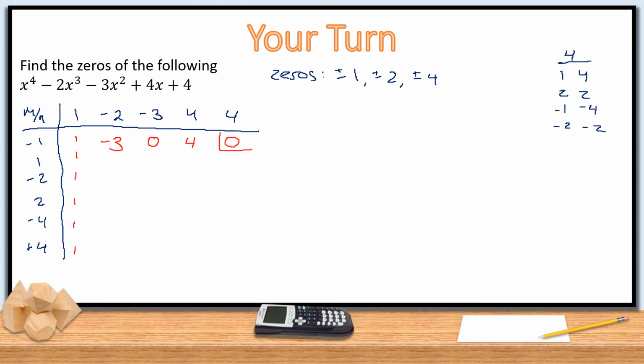Okay, so that would leave me with x cubed minus 3x squared plus 0x, I'm going to keep it in there, and then plus 4. So now I need to go for another round of synthetic division. My possible zeros are going to stay the exact same. So I've got 1, minus 3, 0, and 4.